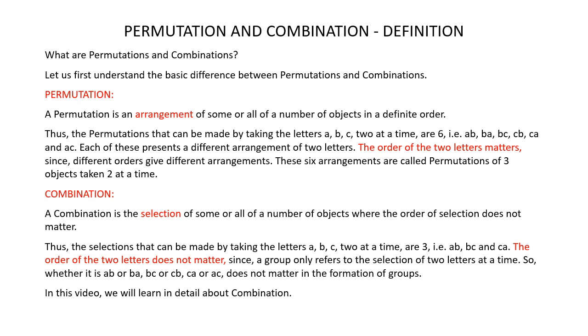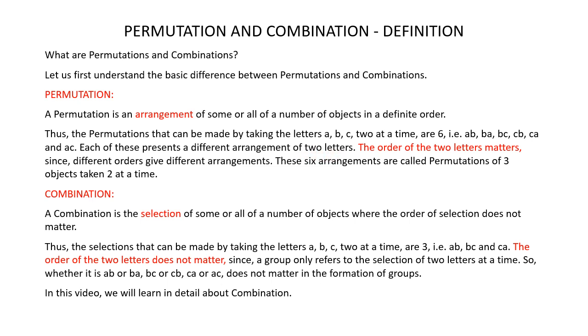Let's suppose that there are three letters A, B and C. The permutations that can be made by taking the letters A, B and C two at a time are AB, BA, BC, CB, CA and AC. As you can see, there are 6 arrangements.